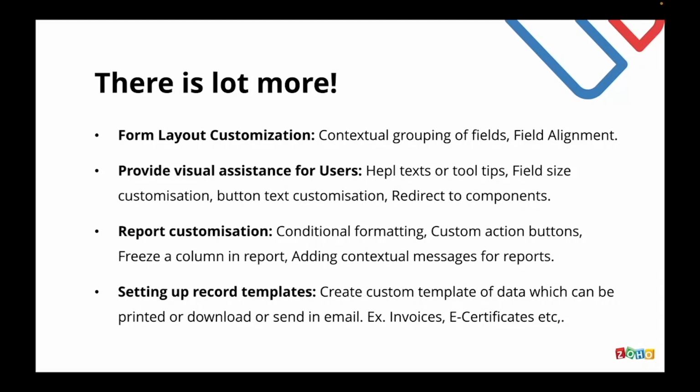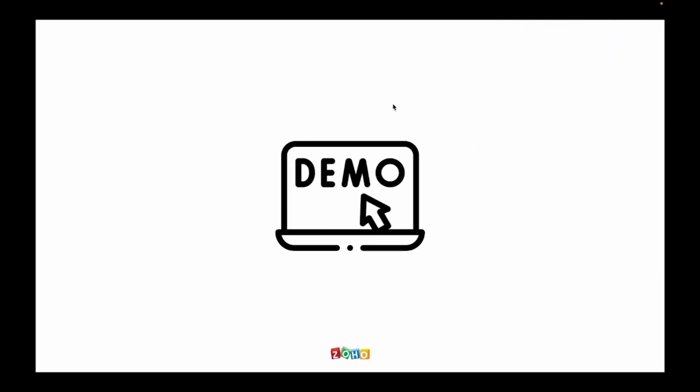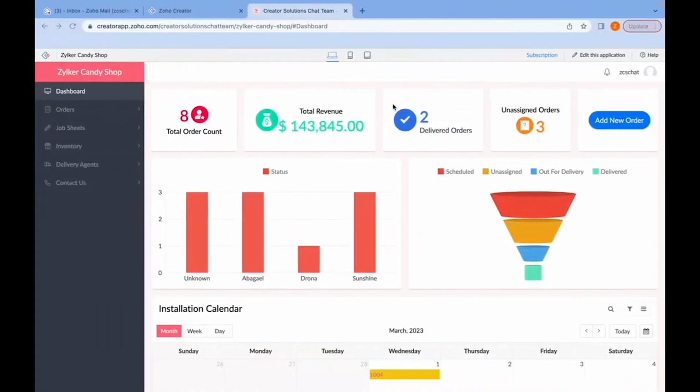And finally, you can set up a record template where you can generate a custom invoice or e-certificate and add in and map the data from your record of your application and send out emails, print or download it. Now let's see a quick demonstration of all of this.